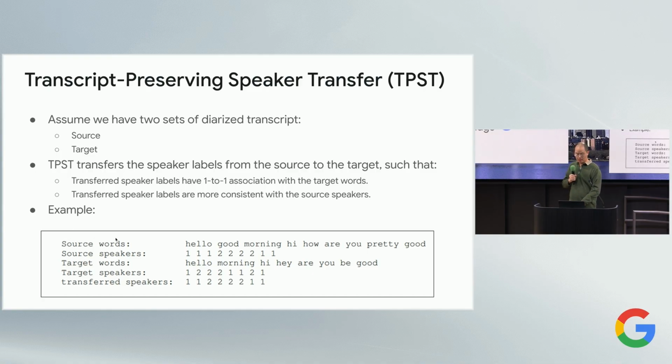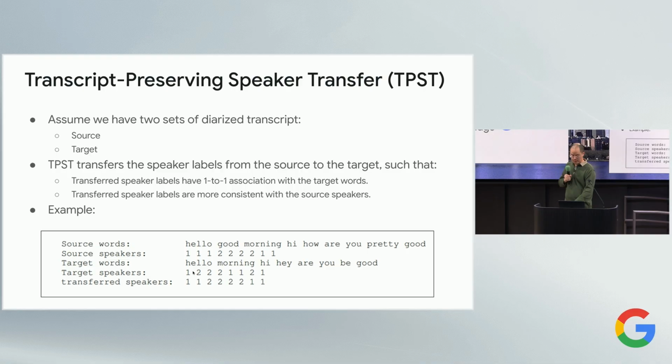So we have a source sequence: the source words and source speakers. Each source speaker is for one source word. And we have the target words and target speakers. After I do the transfer from the source to the target, I get this sequence called the transferred speakers. It has a one-to-one correspondence to the target words, so you see that the sequence length is the same as the target. But if you look at the pattern, it's more similar to the source speakers rather than the target speakers.